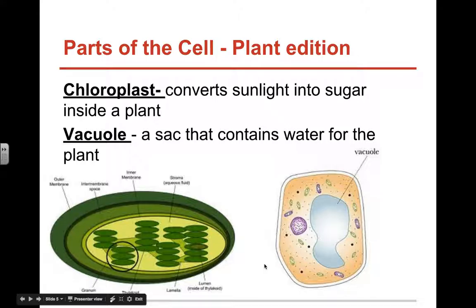Plants have some special stuff that we don't have. Chloroplasts. That is the green stuff in the plant that converts sunlight into sugar, right? That process is known as photosynthesis for those of you with a strong science background. We're going to have a whole lesson on the chloroplast. Have no fear. Vacuoles are these huge water containers, basically. They hold water for the plant, right?